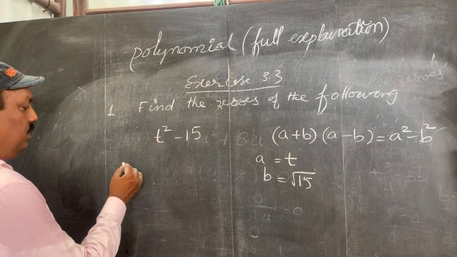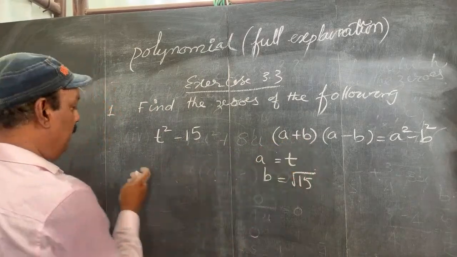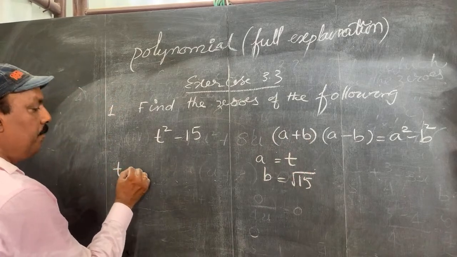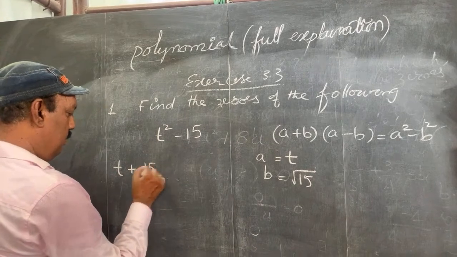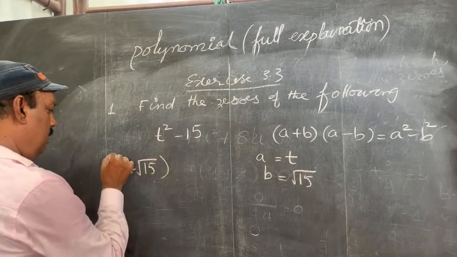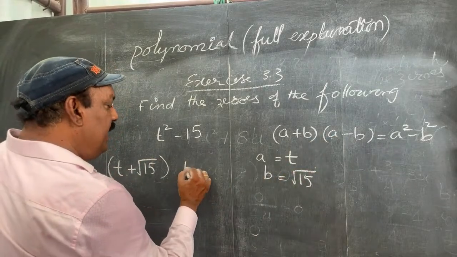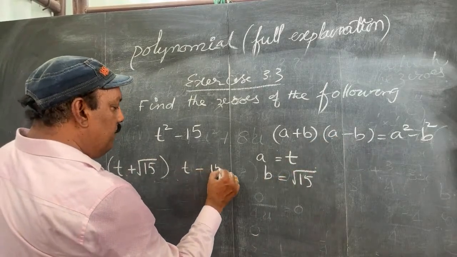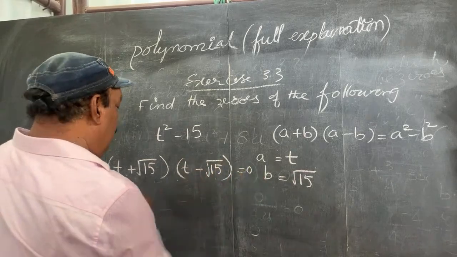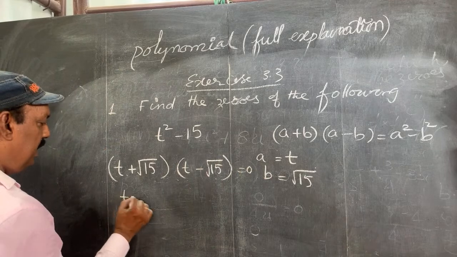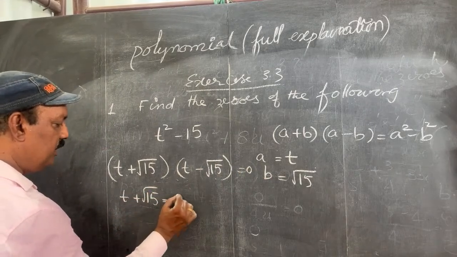Now you can see here. First we will see that one, a plus b. What is a plus b? T plus root 15. A plus b I got. What is next? A minus b. What is a? T. What is b? Root 15. So t minus root 15 is equals to 0.